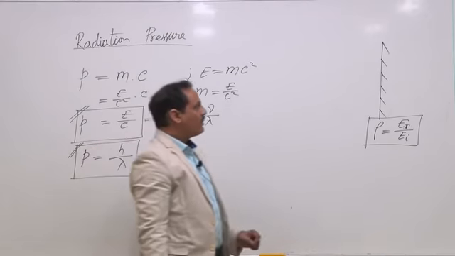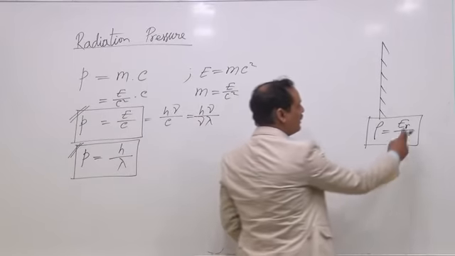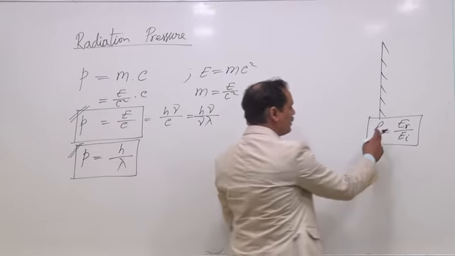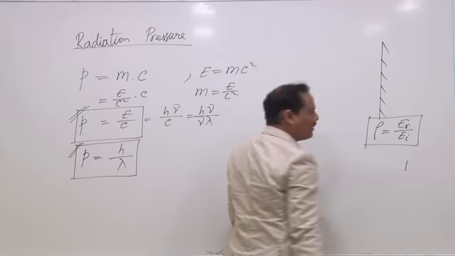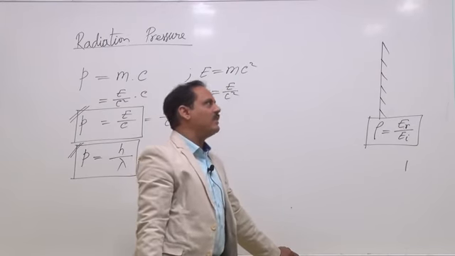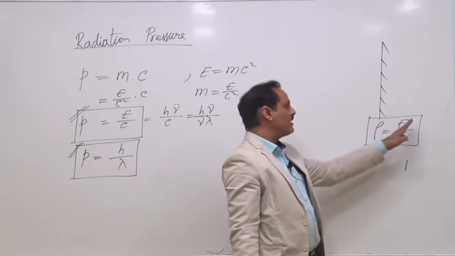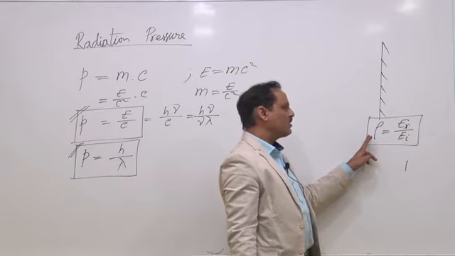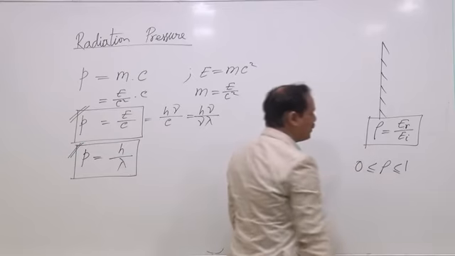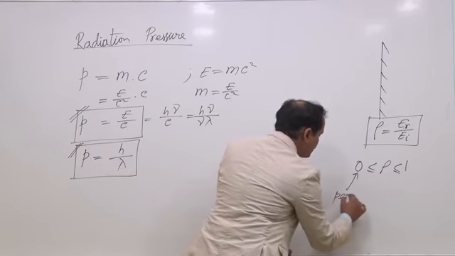If the surface is perfectly reflecting, then E_R is equal to E_I. In that situation, ρ will become 1 for a perfectly reflecting surface. If the surface is perfectly absorbing, that is, whatever energy is incident, there is no reflection and reflected energy is 0, in that situation ρ will be 0. So ρ lies between 0 and 1. ρ is equal to 0 for a perfectly absorbing surface.